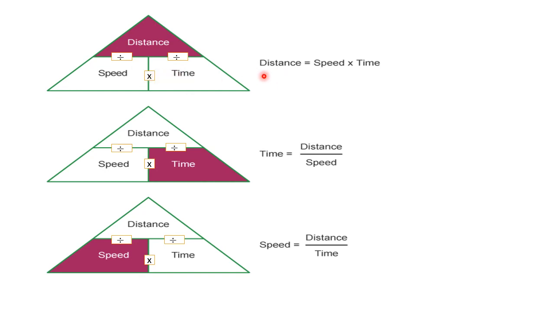If you need to find the distance, you hide the distance. You still have speed and time, and between them you have multiplication. So distance is equal to speed times time. If you have to calculate the time, you hide the time and you get distance and speed, with divided by between them, so distance divided by speed. If you need to find the speed, you hide the speed and you get distance and time, so distance divided by time. Of course, you can use symbols: the symbol of distance is d, of speed is v, and of time is t. You can use symbols to memorize the rules too.